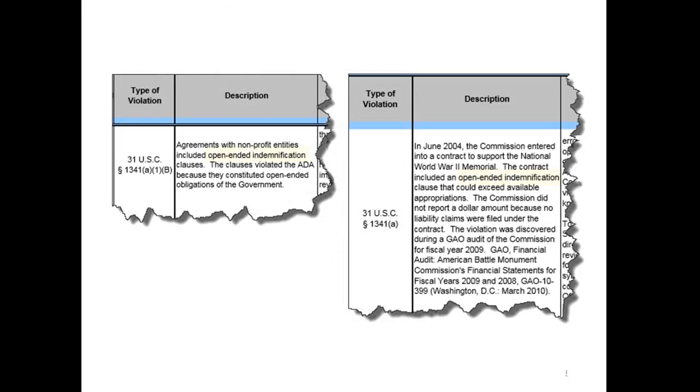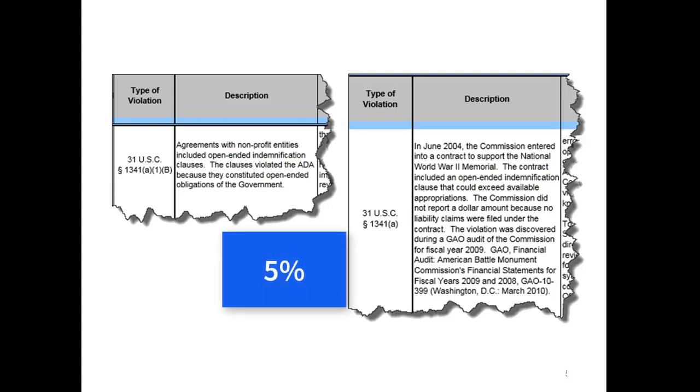Indemnification is the guarantee through a contractual agreement to repay another party for loss or damage that may occur in the future. Since we're forbidden by Section 1341(a)(1)(B) of the Anti-Deficiency Act to spend future appropriations, the act of indemnification can lead to a violation. Here are extracts of 2 reported violations caused by open-ended indemnification, one from the American Battle Monuments Commission and the other from the National Oceanic and Atmospheric Administration. Indemnification violations account for about 5% of the Anti-Deficiency Act violations reported to GAO.